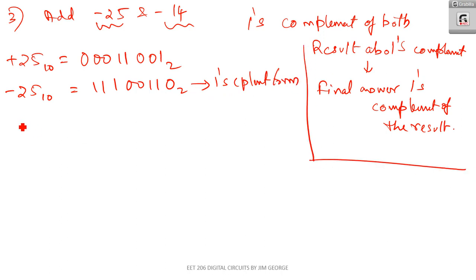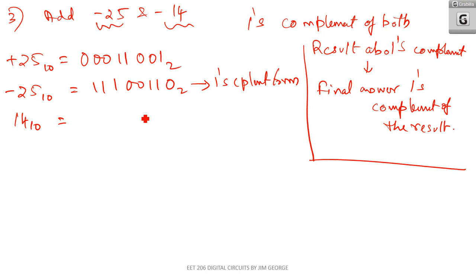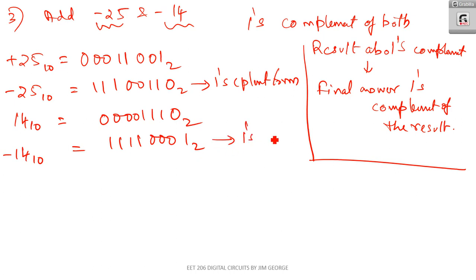Again, 14 to the base 10. What is it? 14 to the base 10 is 1110, and you add 4 zeros before that. Now take minus 14 to the base 10. That in ones complement form, we will get 11110001 to the base 2. That is again in ones complement form. Now we add these ones complement numbers.